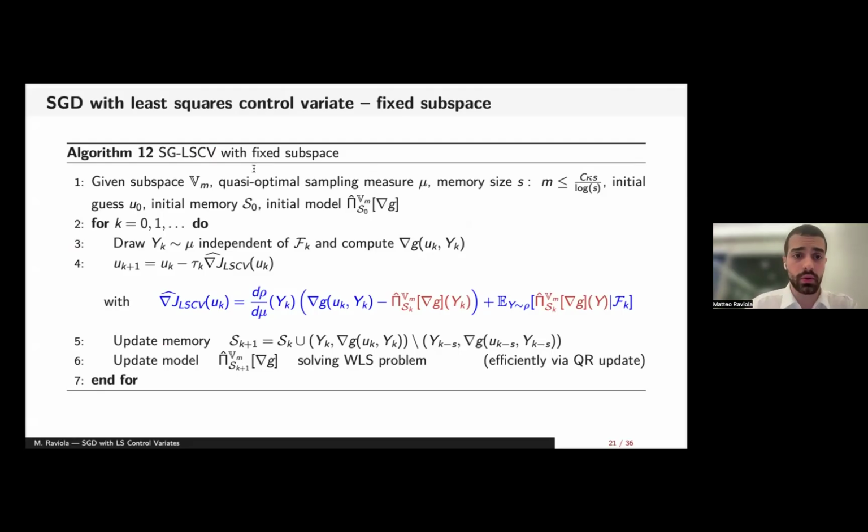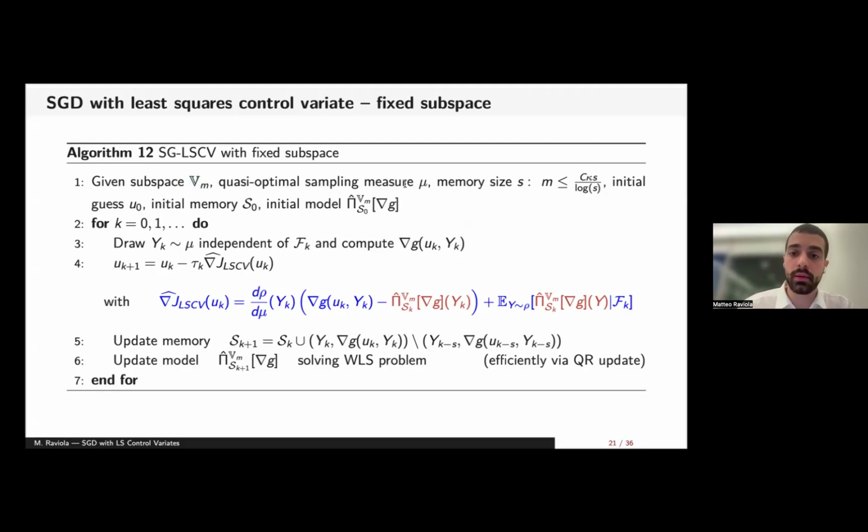And this really goes in the direction of an instantiation of the earlier, more general algorithm with the model and the fitting. So as I was saying, we're given a subspace Vm, which is constant during the iterations.